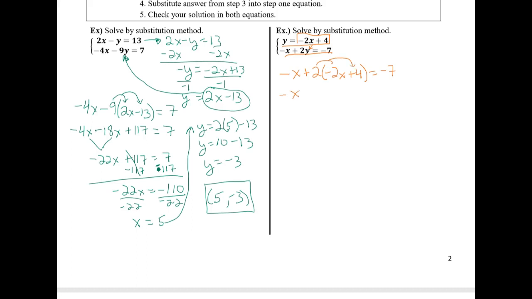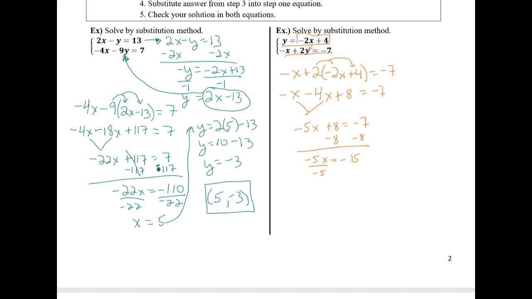I have 2 times a negative 2x be negative 4x. 2 times 4 is 8. I'm going to combine my like terms. I have negative 1x minus 4x will be negative 5x. I need to get x alone. I subtract 8 from both sides. Negative 5x will equal negative 15.